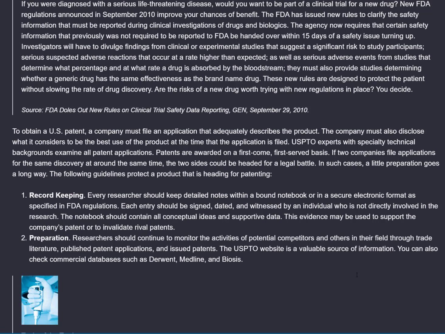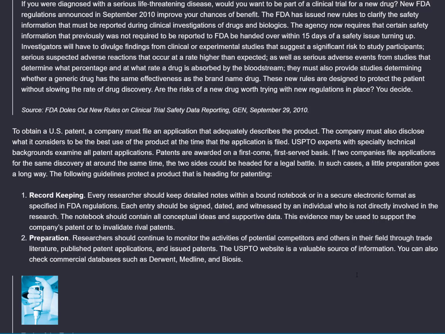The FDA has issued new rules to clarify the safety information that must be reported during clinical investigations of drugs and biologics. The agency now requires that certain safety information that previously was not required to be reported to FDA be handed over within 15 days of a safety issue turning up.